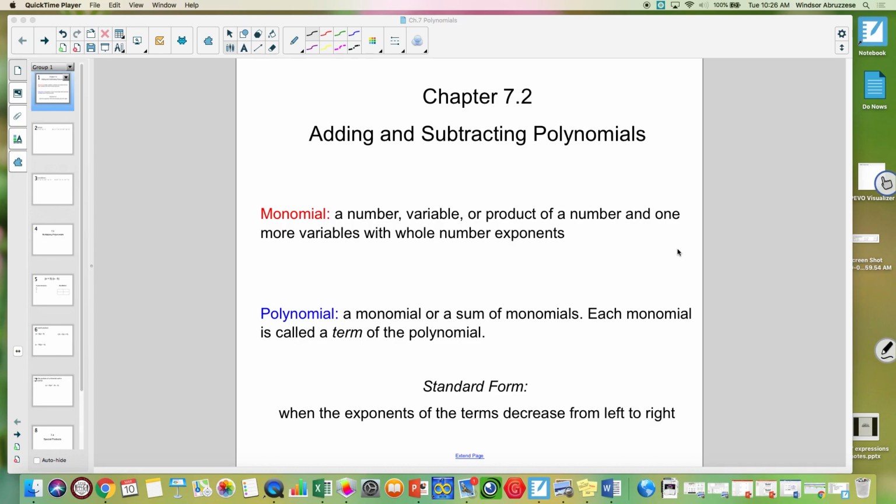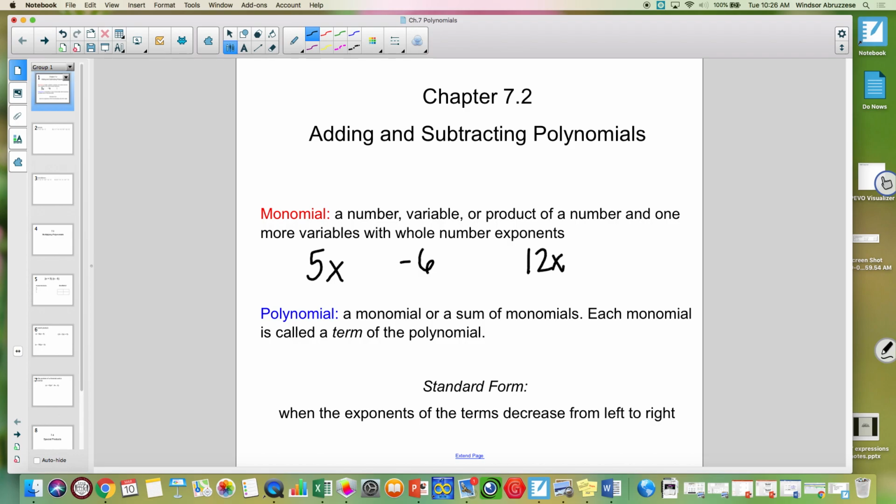A monomial is a number, variable, or product of a number and one or more variables with whole number exponents. So a monomial can look like 5x, it could be -6, it could be 12x squared. All of those are monomials.